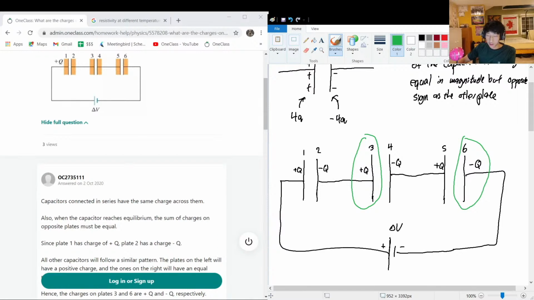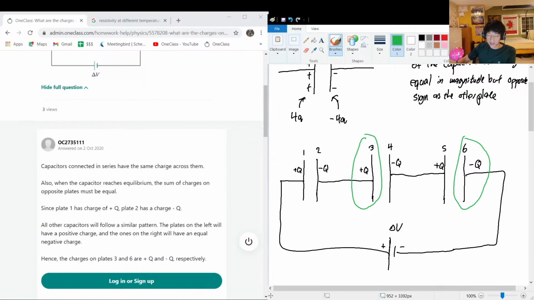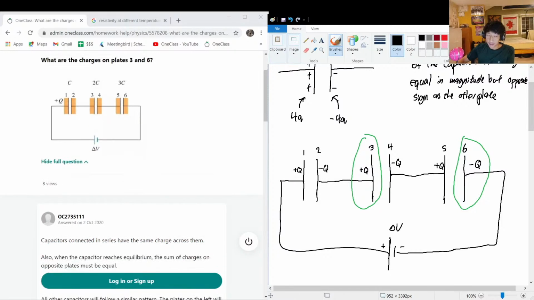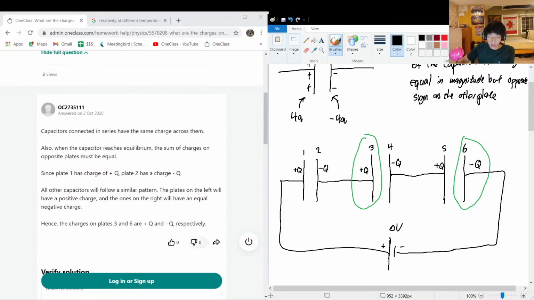Yep, so capacitors in series always have the same charge across them, regardless of their capacitance values. Even if they are C, 2C, 3C, it doesn't really matter. We're still able to come to the same conclusion because the rule stays true. The Q value for series capacitors is always the same. So we've got positive Q on plate 3 and negative Q on plate 6.